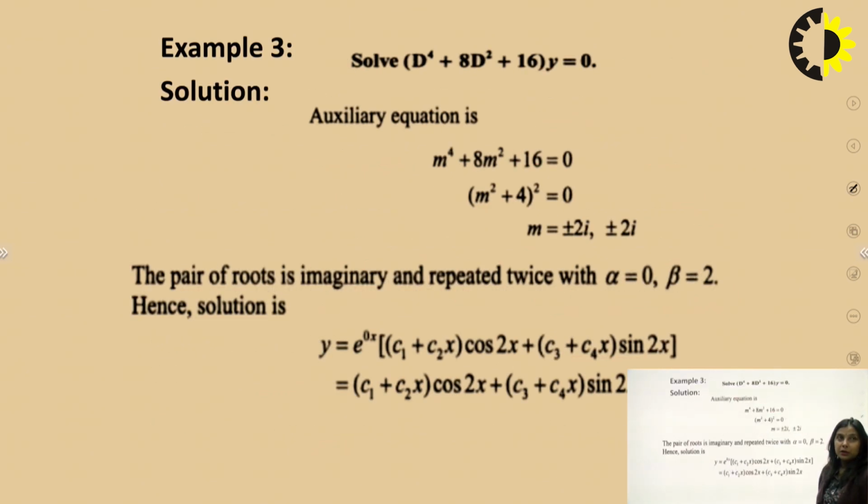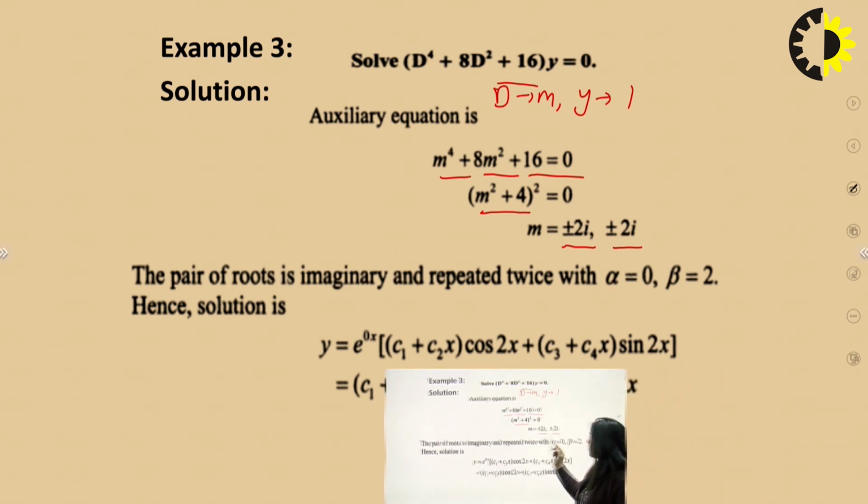Now we have to solve the differential equation (D^4 + 8D^2 + 16) y = 0. So now to find the auxiliary equation, we will replace D by m and y by 1. So the auxiliary equation is m^4 + 8m^2 + 16 = 0. So this is the whole square of (m^2 + 4), and then the roots will be plus minus 2i and plus minus 2i. So plus 2i is repeated twice, and minus 2i is also repeated twice.